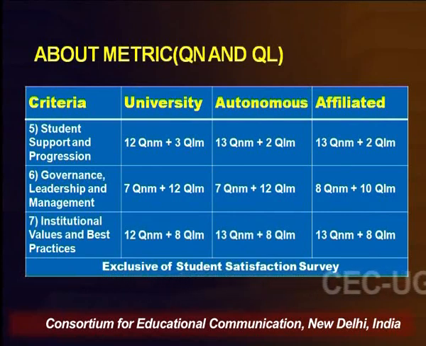The next is your governance, leadership and management. There are 7 quantitative parameters and 12 qualitative parameters in the case of university, 7 and 12 in the case of autonomous, and 8 and 10 in the case of affiliated colleges.